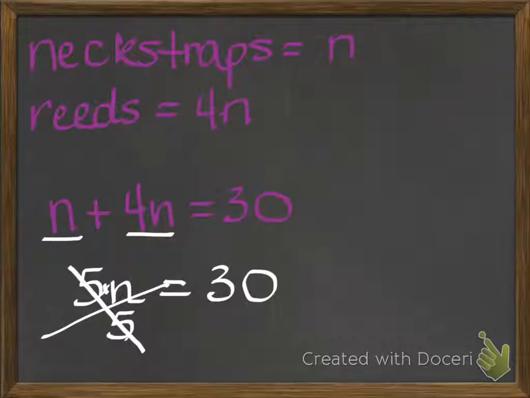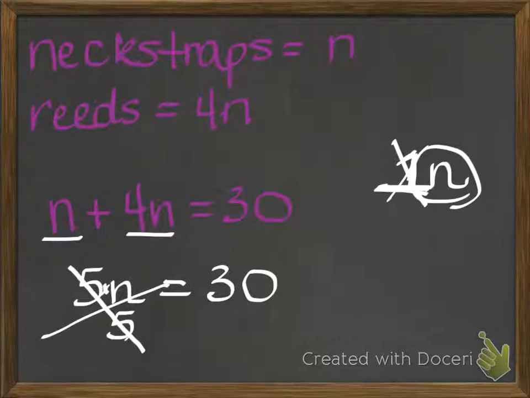And when you have 1 next to a variable, you don't have to put the 1. We never ever do that. We just put the letter. So I don't have to put 1 in, I just put N. Now if I do it on the left side, I've got to do it on the right side, like a teeter-totter. So I'm going to divide 30 divided by 5.